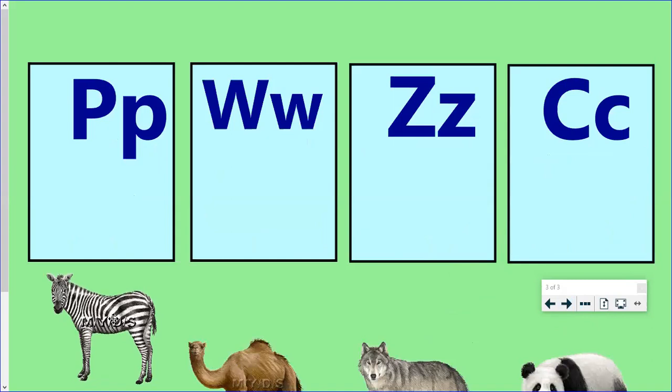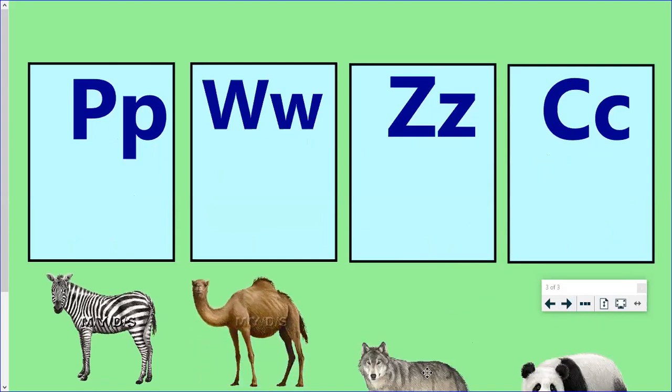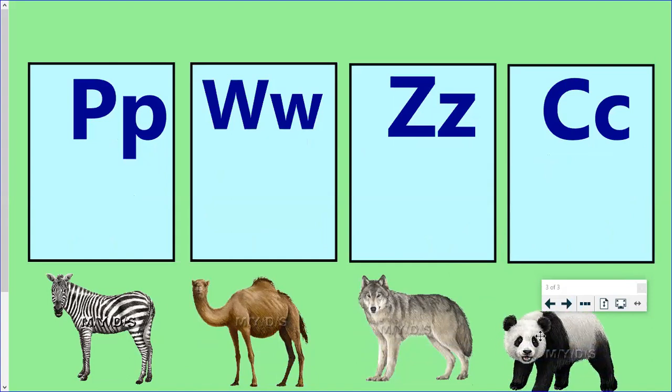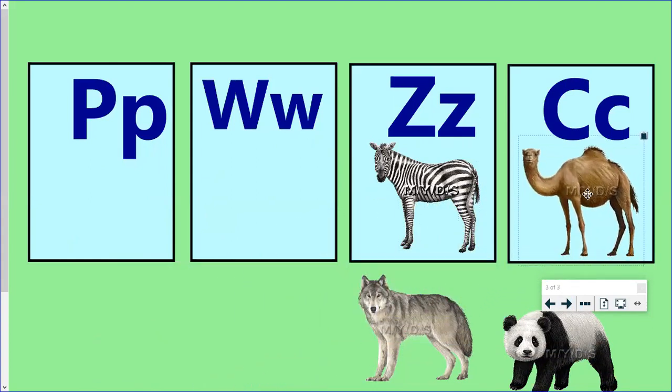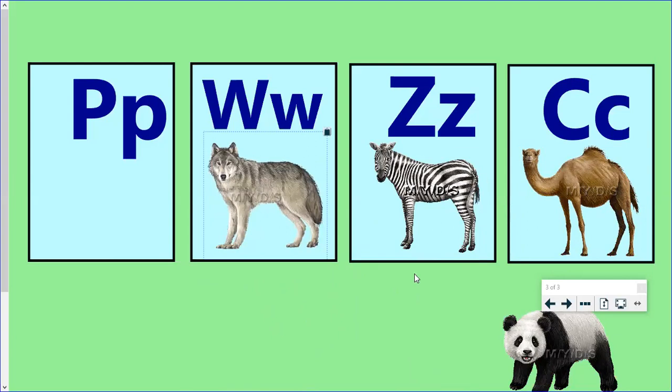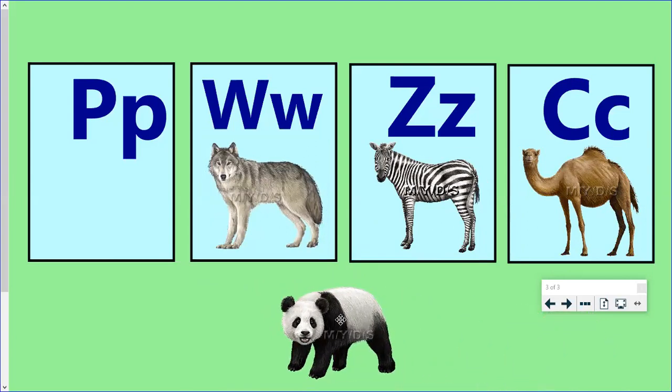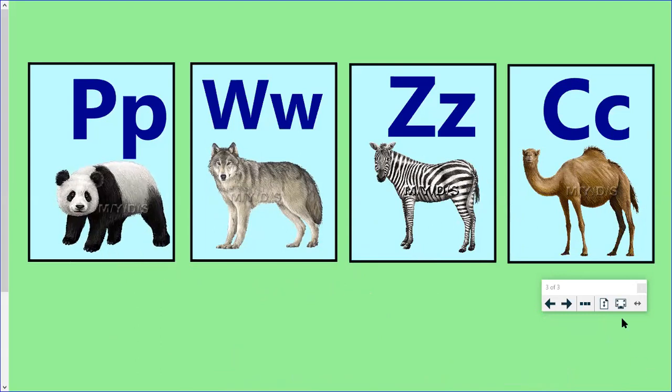All right, let's next look at the zebra, the camel, the wolf, and the panda. We have the letter P, W, Z, or C. Zebra is going to go under the letter Z. The camel, it's going to go under the letter C. Wolf, under the letter W. And panda is going to go under the letter P.